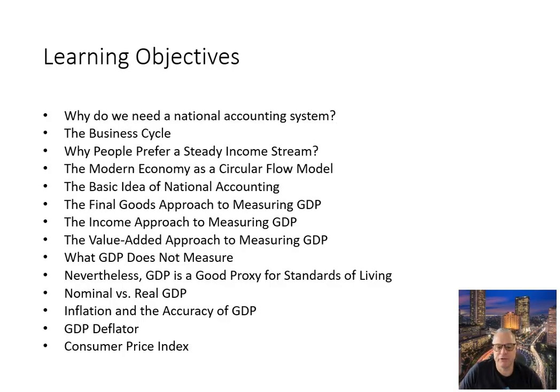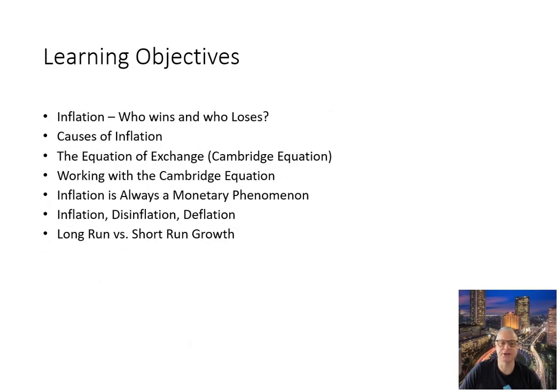And after that, we will move to the calculation of inflation and talk about inflation and the accuracy of GDP. Then we will introduce two measures of GDP. One is the GDP deflator. The other one is the consumer price index. Then we will talk about inflation and who wins and who loses, followed by causes of inflation.